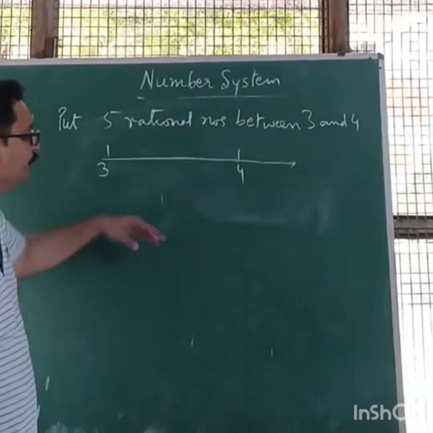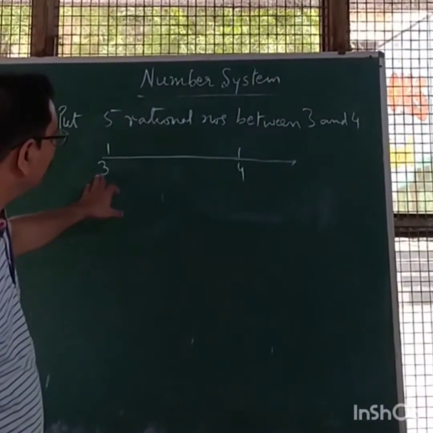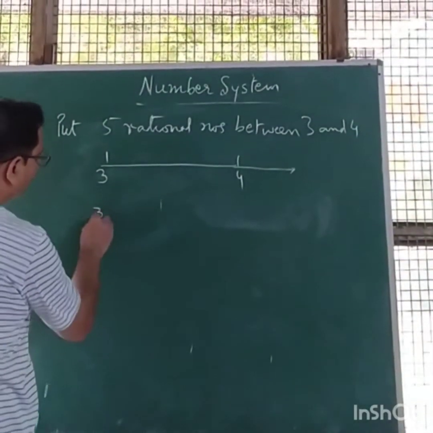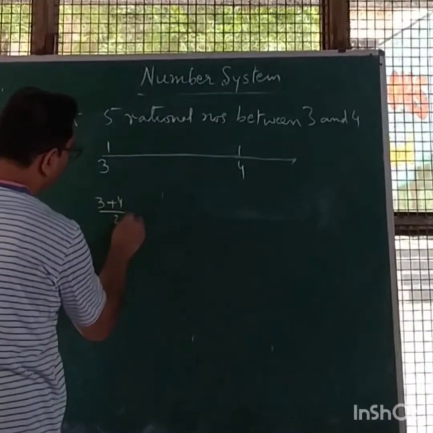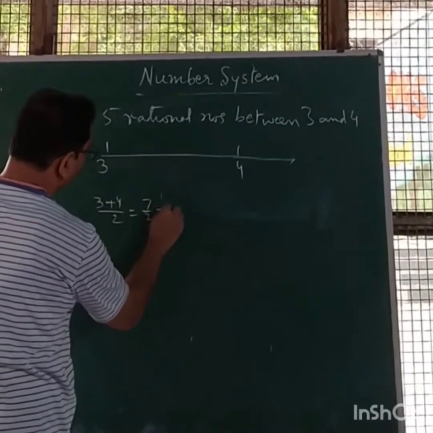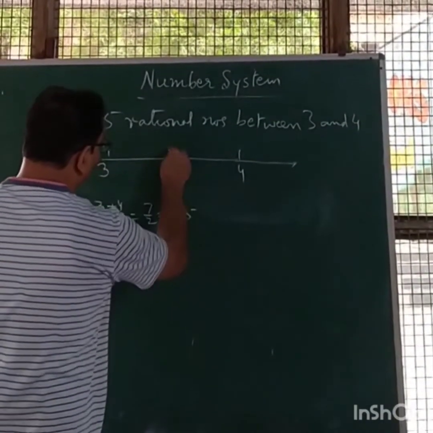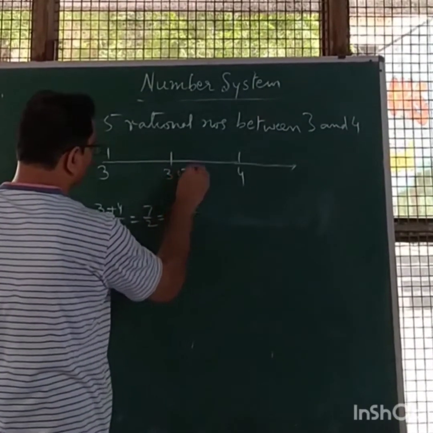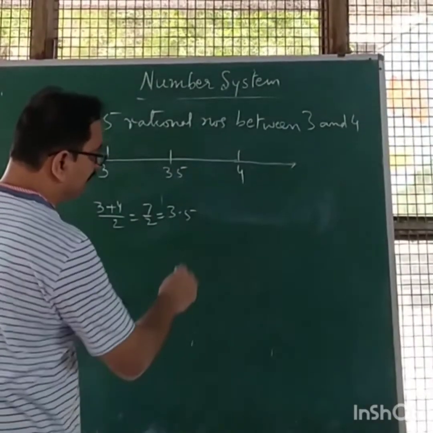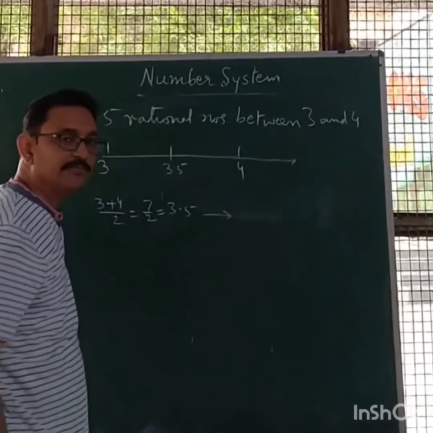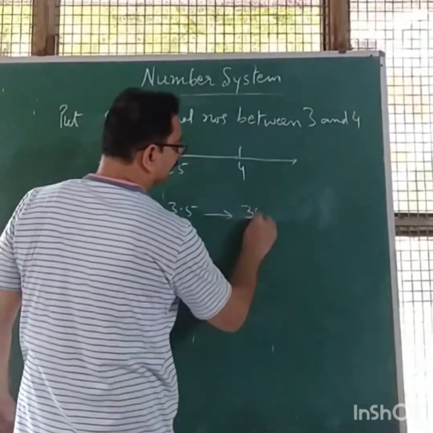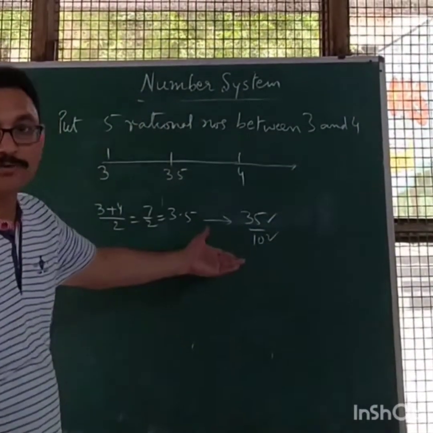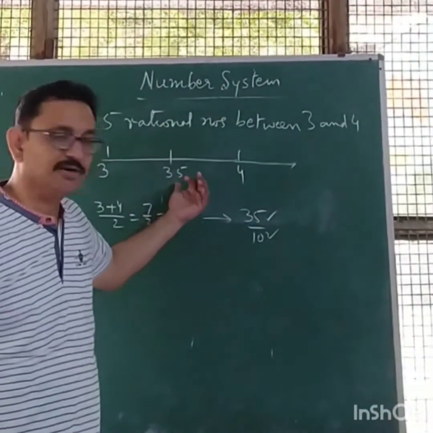Now if we have to put one number, we add 3 and 4 and divide by 2, which is equal to 7 upon 2, which is 3.5. So in between we have 3.5. Now is 3.5 a rational number? Yes, we can write it as 35 upon 10. Both are integers and the denominator is not equal to 0, so 3.5 is a rational number.